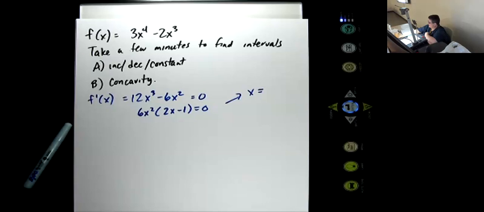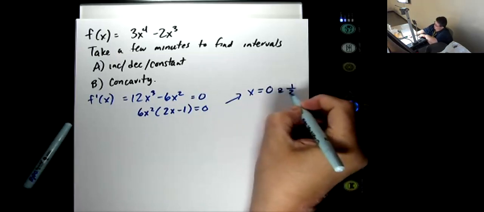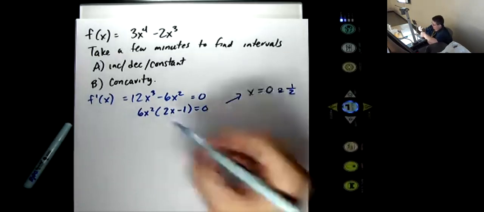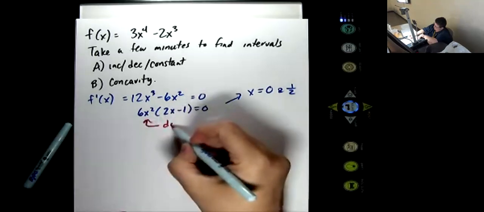Wait, someone's got an answer. Let's follow. Okay. What? It's 0. It is 0 and 1/2. Most people get the 1/2. A lot of people miss the 0. Don't forget this one.